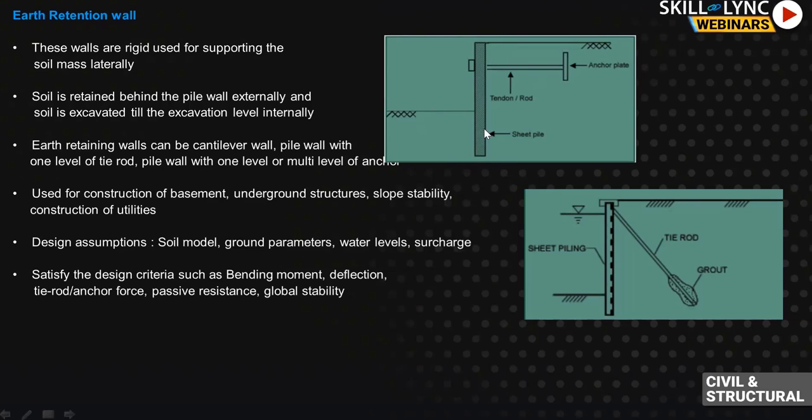Maybe this is 3 meters. When you see that your passive resistance has been fully mobilized, then you will have to increase your depth of embedment from 3 meters to 5 meters, and then check your passive resistance, and then check your global stability. If everything is okay, then this sheet pile will be used for your construction.